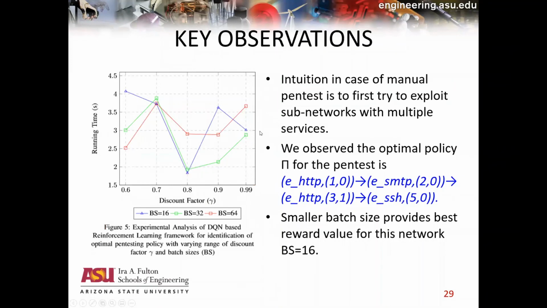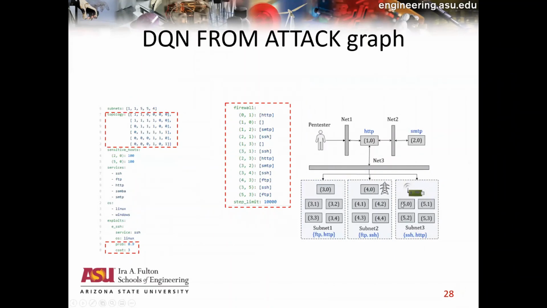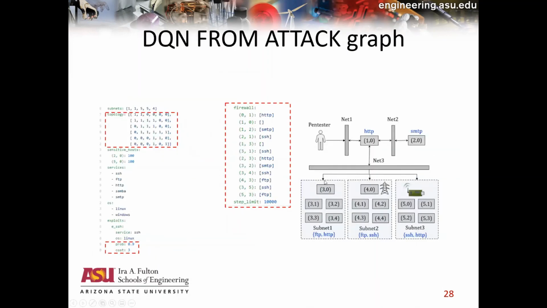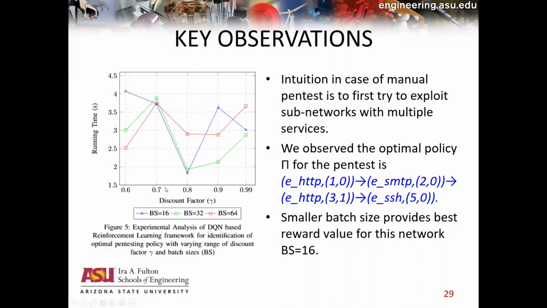So from this example, we learned that the intuition of a manual penetration tester would be to first try and exploit these networks which have a lot of services. But this may not always be the best approach. We found out that the optimal policy will be to first exploit the SMTP server as opposed to directly going for the subnetworks with high vulnerabilities. And we observed that with small batch size, basically we batch the states in batch sizes, they provide optimal reward value, and we can see that they have better running time as well. So for the convergence of the algorithm, it is important to have a smaller batch size in our deep Q network.